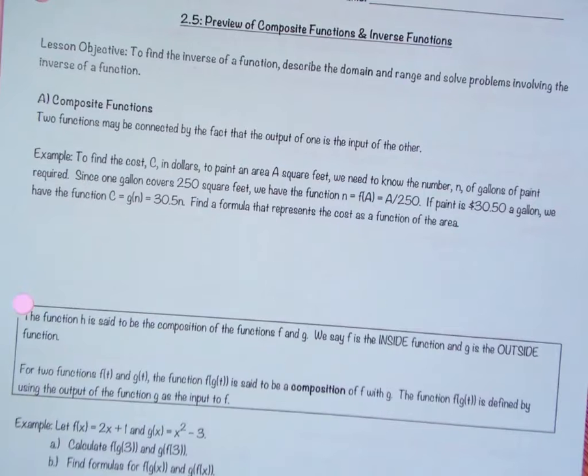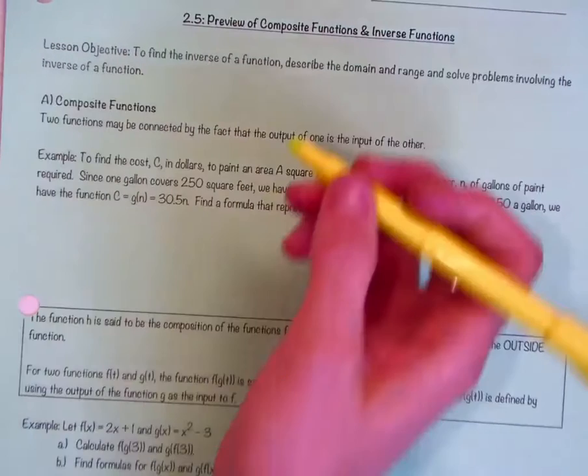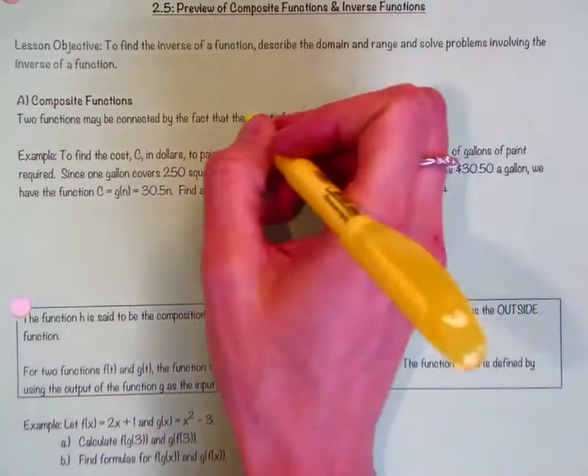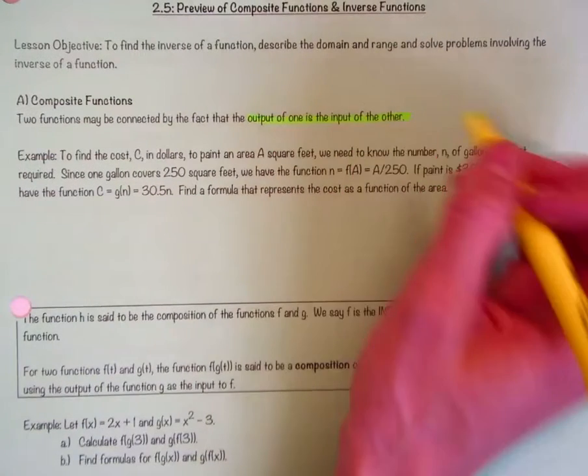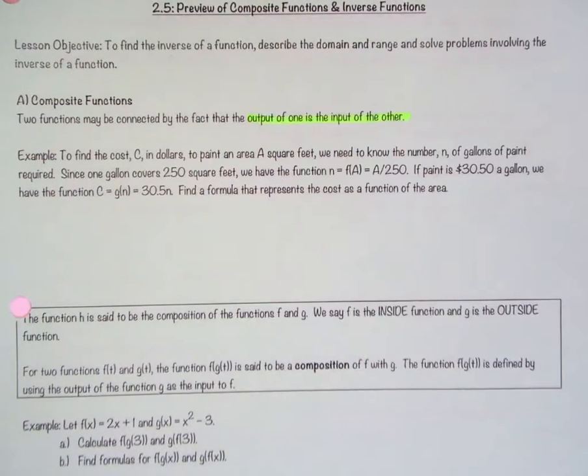So the first thing that we're going to talk about is a composite function. And a composite function is when two functions are connected to each other by the fact that the output of one is the input of the other.